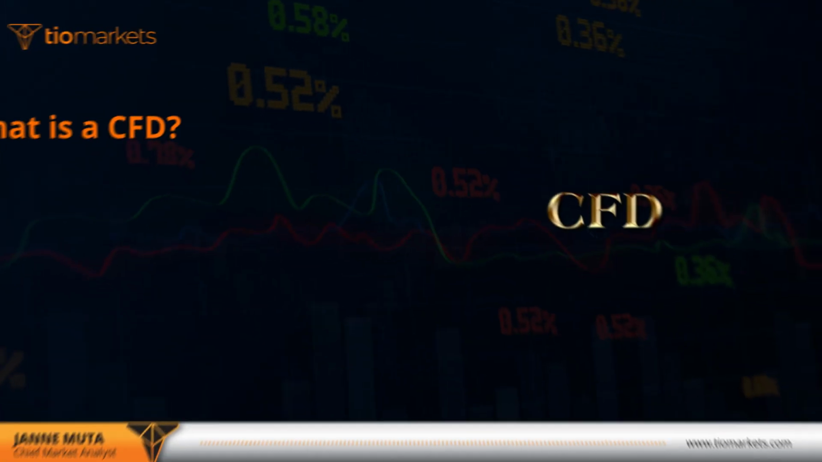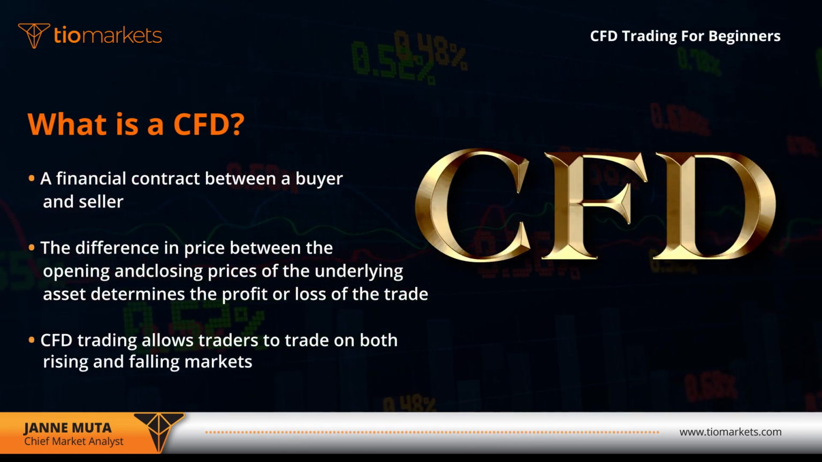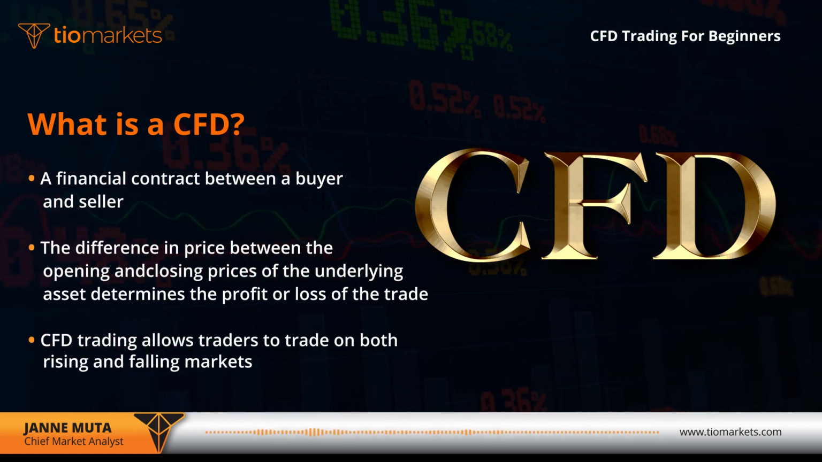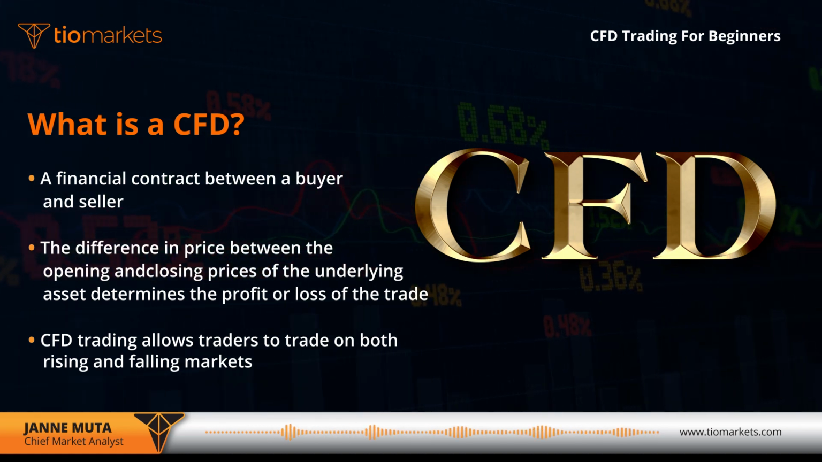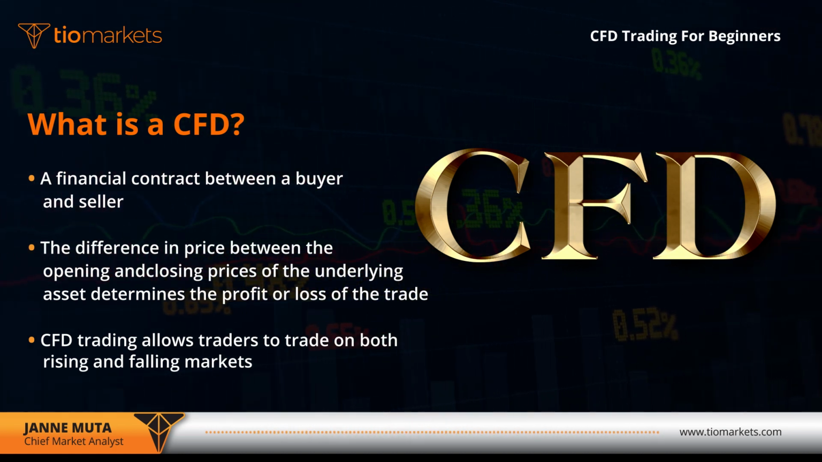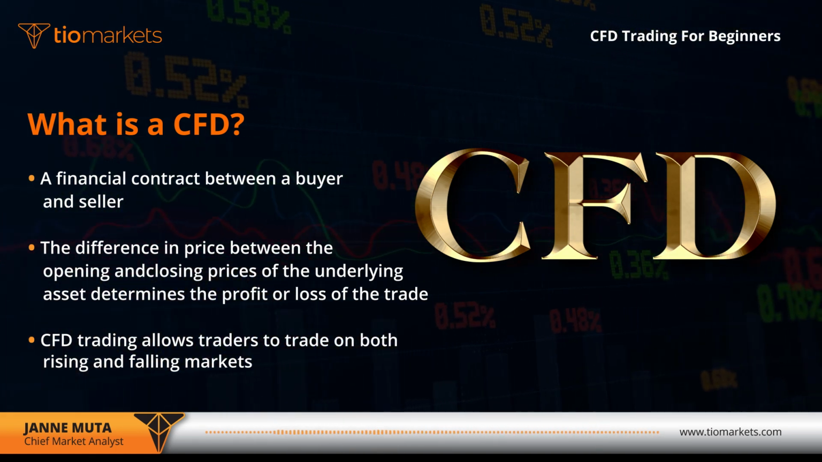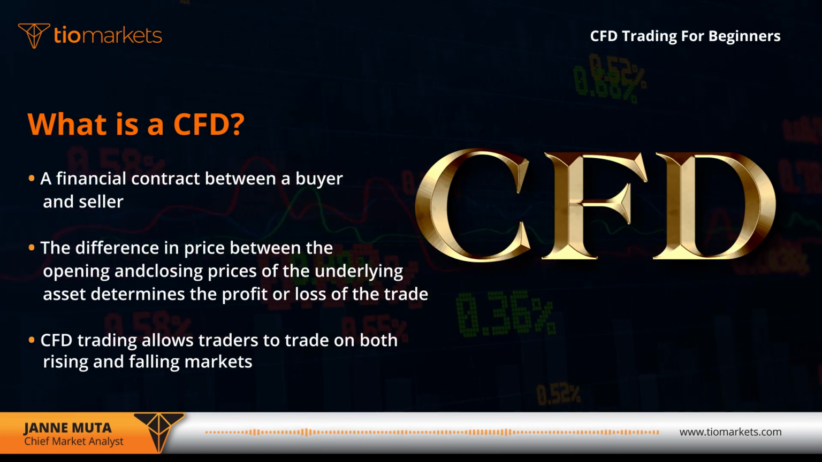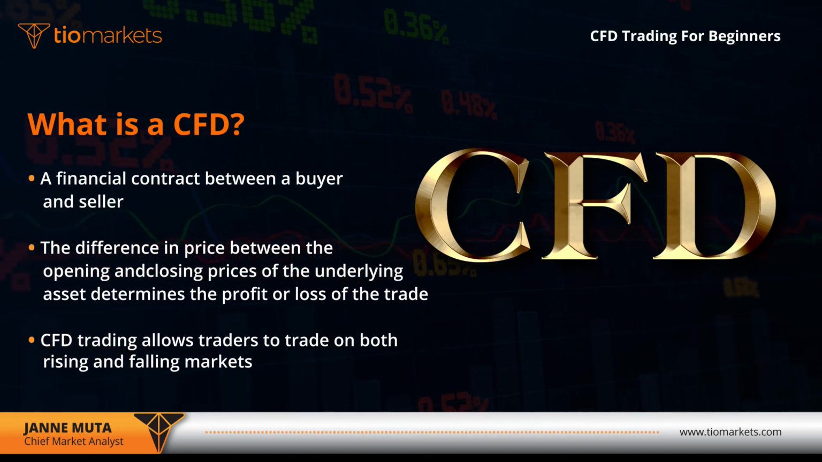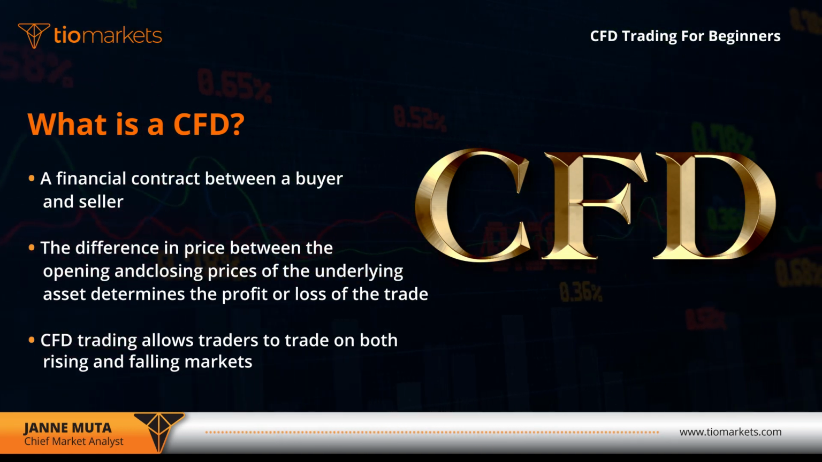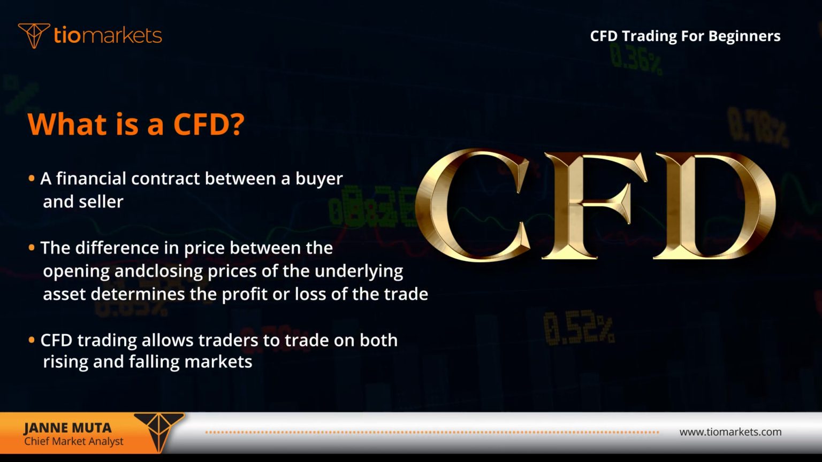So, what is a CFD? A CFD is a financial contract between a buyer and a seller where the buyer agrees to pay the seller the difference between the opening and closing prices of the underlying asset. The underlying asset could be a stock, a currency, a commodity or an index. The difference between the prices determines the profit or loss for the trade. So if the price of the underlying asset rises, say it's a stock index for instance, the buyer makes a profit, and if the price falls, the buyer has a loss.